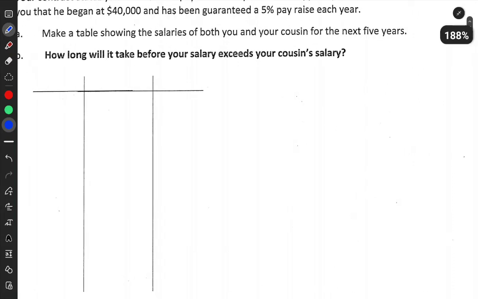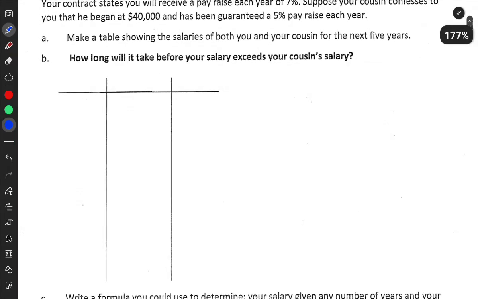So someone asked during class, well, does it have to be a single formula or could I write two different formulas? Yeah, you can write two different formulas, or you could write a formula where you're looking at the difference between the salaries as well. I'm going to go ahead and start and do two formulas.